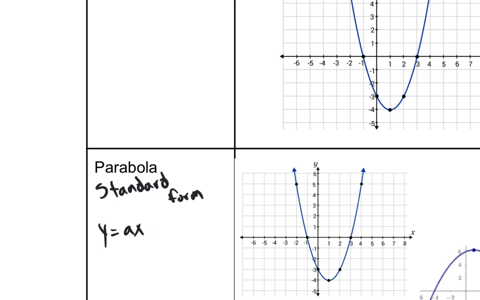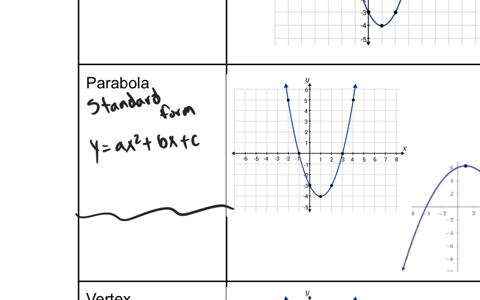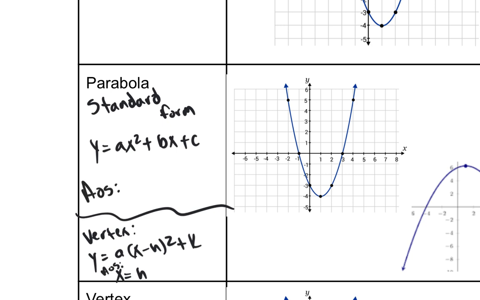which is ax squared plus bx plus c. And we're also going to do vertex form, which you've seen before. It's the one we use for transformations, where h is your axis of symmetry. And for standard form, my axis of symmetry is negative b over 2a. C is the y-intercept.